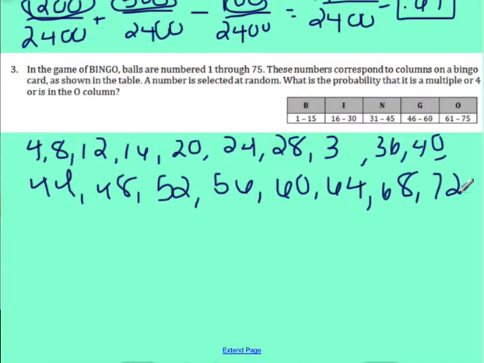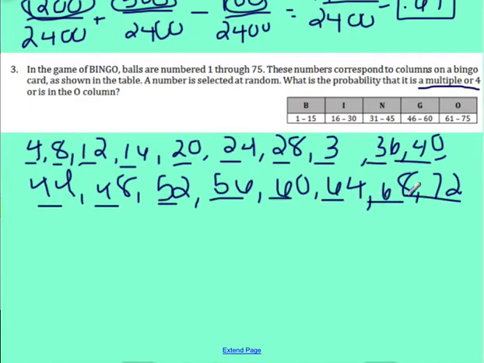So let's count how many multiples of 4 we have, because that's the first probability, that it is a multiple of 4. So let's count that out. We have 1, 2, 3, 4, 5, 6, 7, 8, 9, 10, 11, 12, 13, 14, 15, 16, 17, 18. So there's 18 out of the 75 numbers that are multiples of 4.